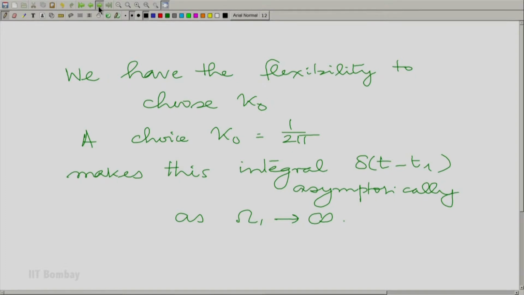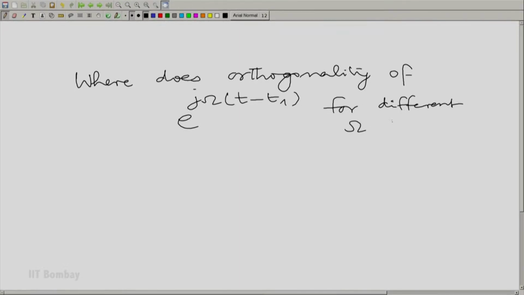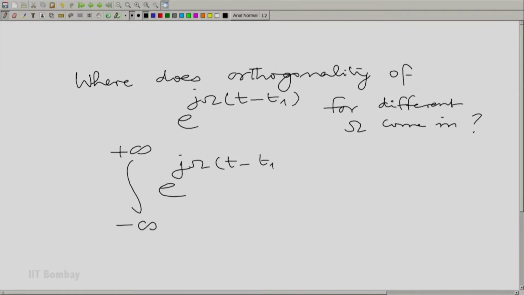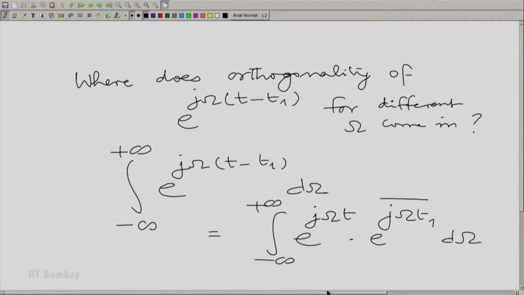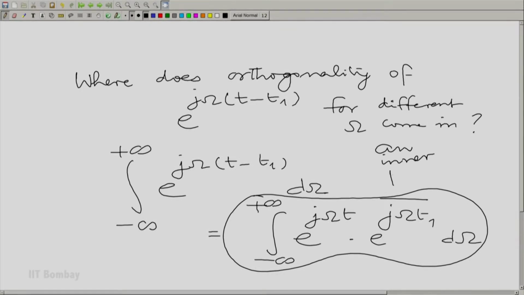So, the question is, where is the orthogonality issue here? We need to understand that. Where does orthogonality come in? Now look carefully. What we are integrating is this quantity, and we can rewrite this quantity. Now when you write it like this, it is obvious that we are talking about an inner product. Let us think of it as an inner product. So let us look at the expression here. This is an inner product.